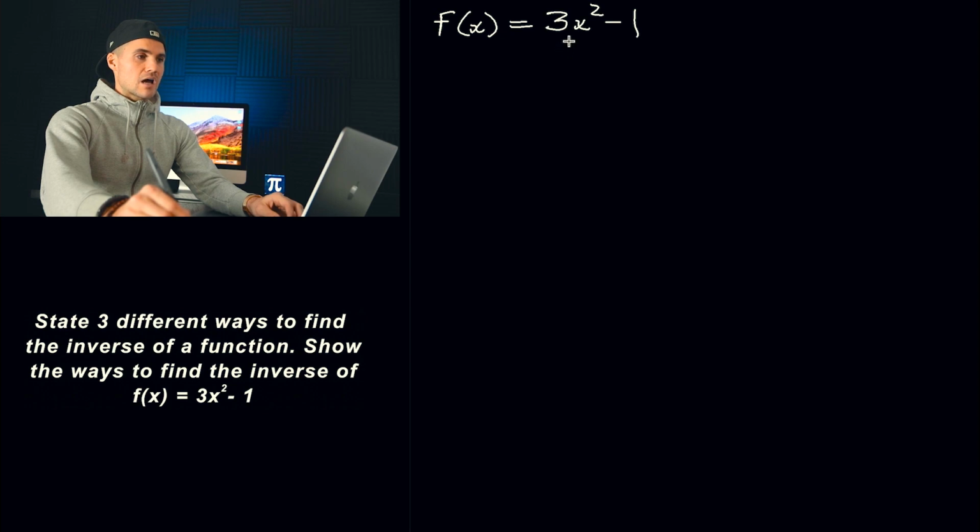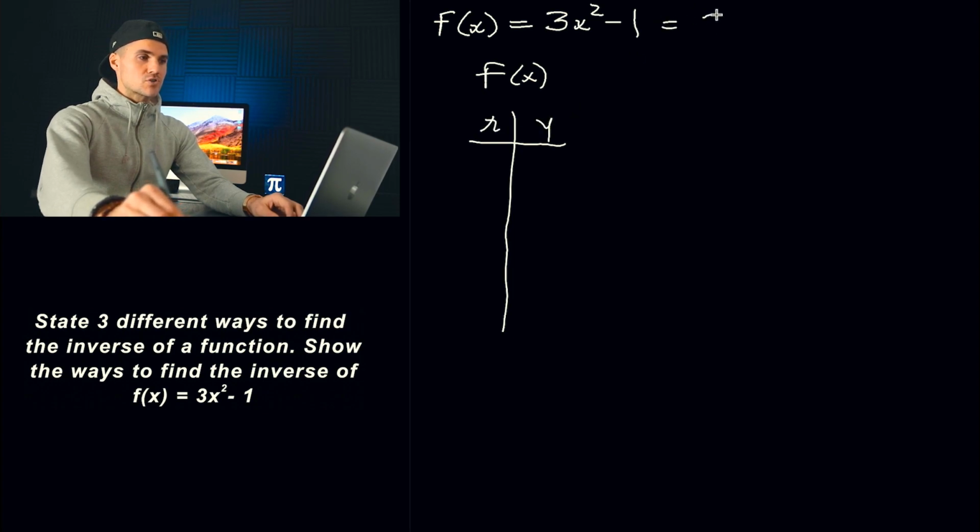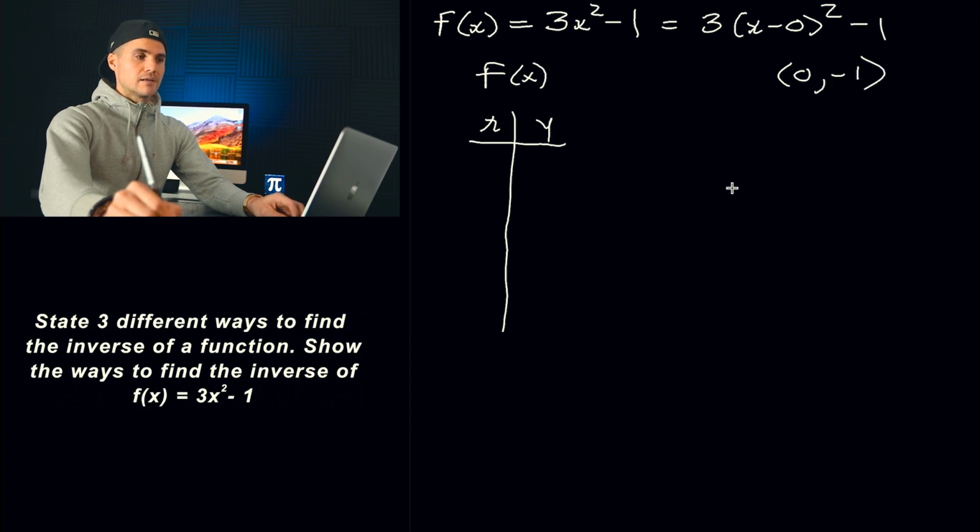Notice that this is a quadratic, 3x squared minus 1. This is basically the x squared parent function vertically stretched by 3 and then shifted down by 1. So we know that the vertex is going to be at 0 and -1. You could also rewrite this quadratic as 3(x minus 0) squared minus 1. You could picture it in vertex form, and you could tell the vertex is at 0 and -1.